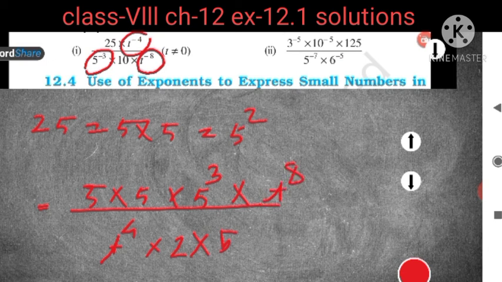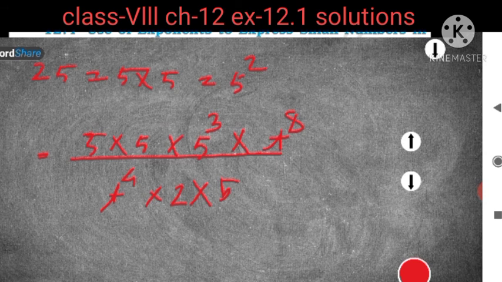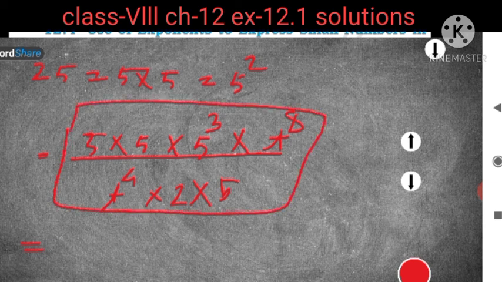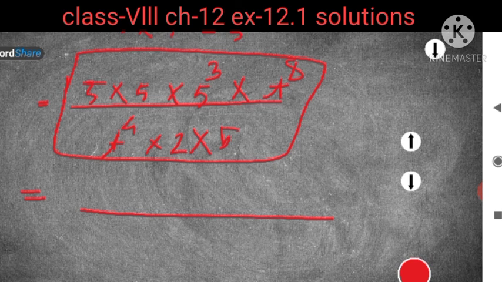Now t to the power -8 was in denominator, and we are writing 8 as a positive. That means it will go to numerator, isn't it? It will go to numerator. Now here you can see all the power are in positive value, isn't it? Now what you will do? You will solve them. Now 5 into 5 into 5 into 5 into 5. 5 to the power 3 means 3 times, isn't it?